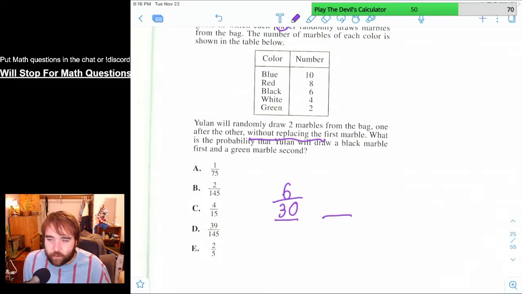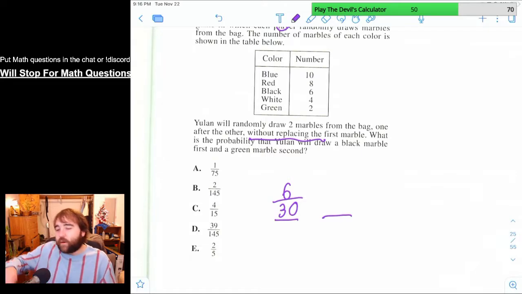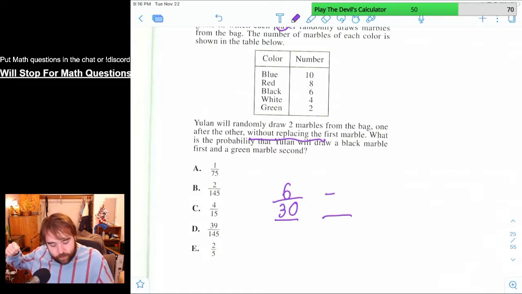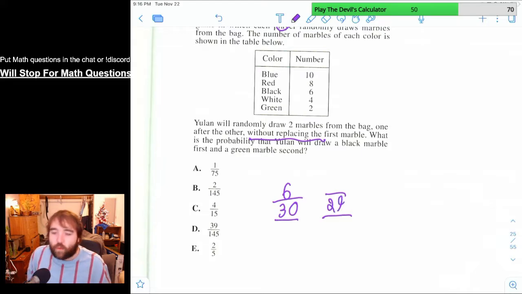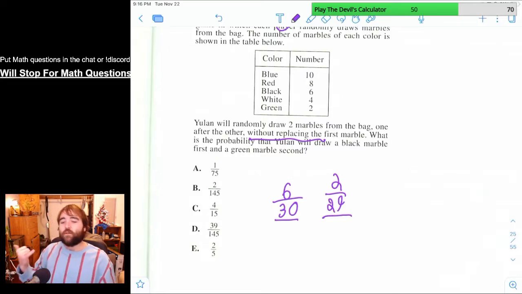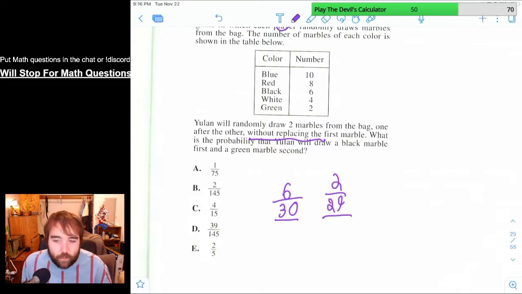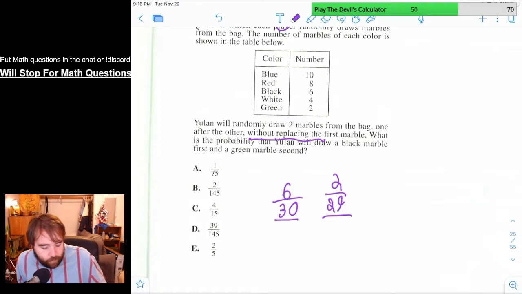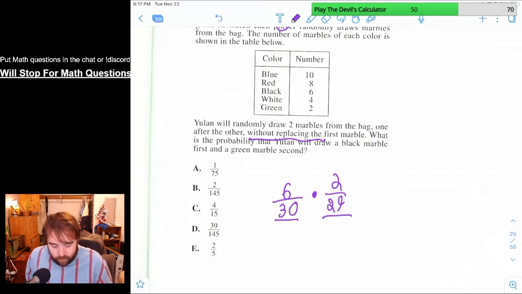But then the second marble, this is where it matters that it's without replacement, because now when he's drawing the second marble, he's already taken the first marble out. So how many marbles are there now? There's 29 marbles. And how many green ones are there? Well, he didn't take the green one first because he took a black one. So there's still 2 green marbles. It's just that now he's choosing the 2 green marbles out of the 29 marbles. And so now when you want a bunch of events to happen, you can just multiply their probabilities to find the probability of both events happening. So you just multiply these together.